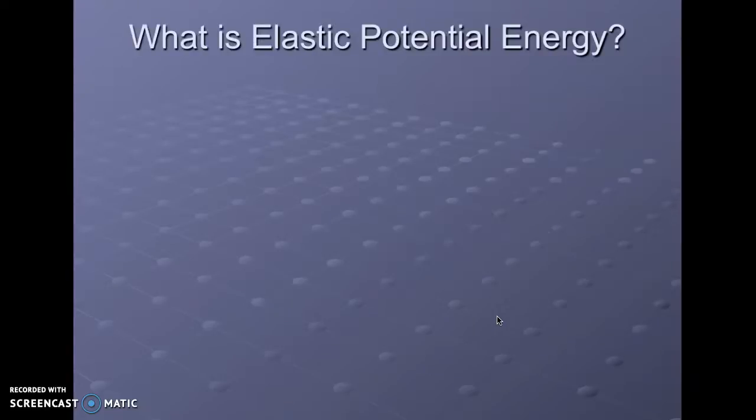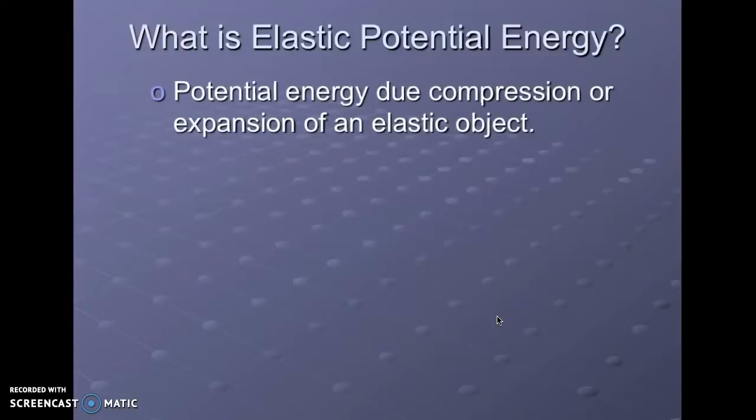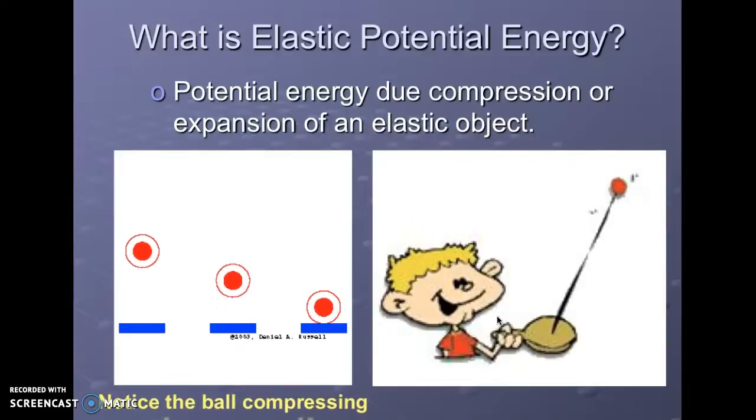So let's look at elastic potential energy. Elastic potential energy deals with things that have any type of elasticity. So this is going to be due to compression or expansion. So the little boy with the paddle, this is kind of like a rubber band attached to that ball. And so if we stretch this and then let it go, we would convert from elastic potential energy to kinetic energy. So the more we pull this, the more kinetic energy that particular ball is going to have.